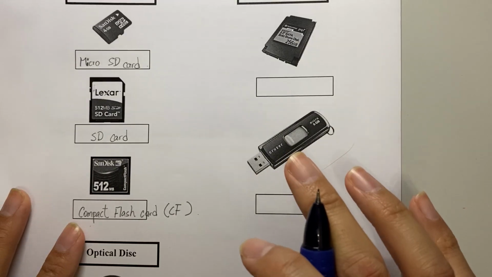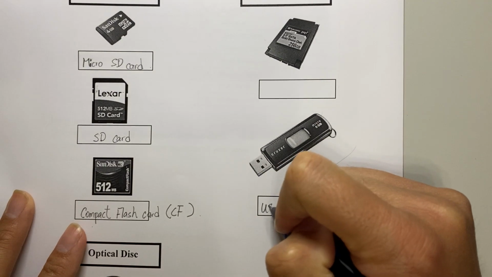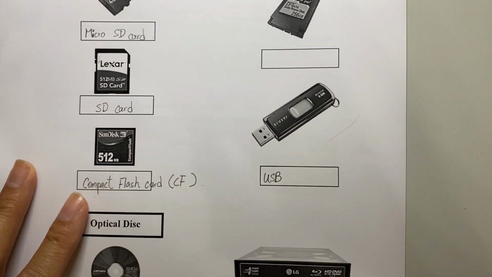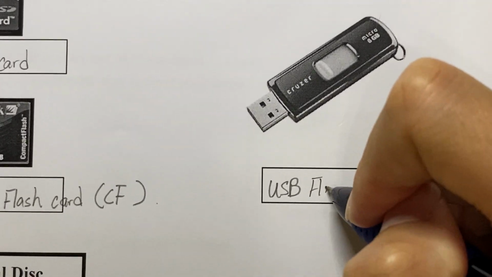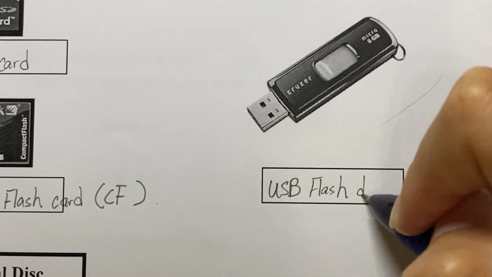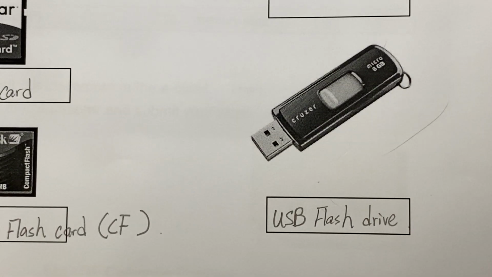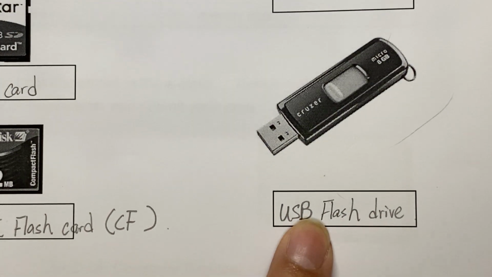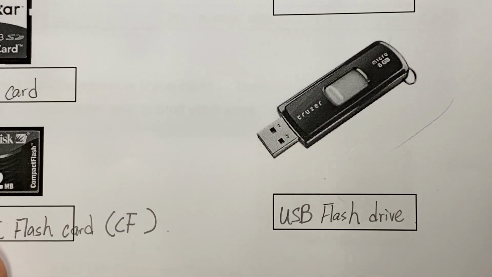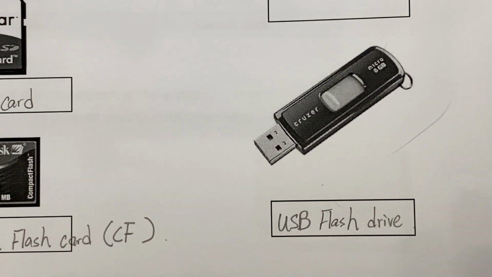The correct name for this storage device, we call that USB flash drive. I better zoom in. It is called USB flash drive. FLASH. Don't write down USB finger. USB is not the name. USB is just a kind of user interface, the type of port that you plug into your computer. So this is called USB flash drive. Make sure you write it correctly in the exam. Okay, not USB finger, please.